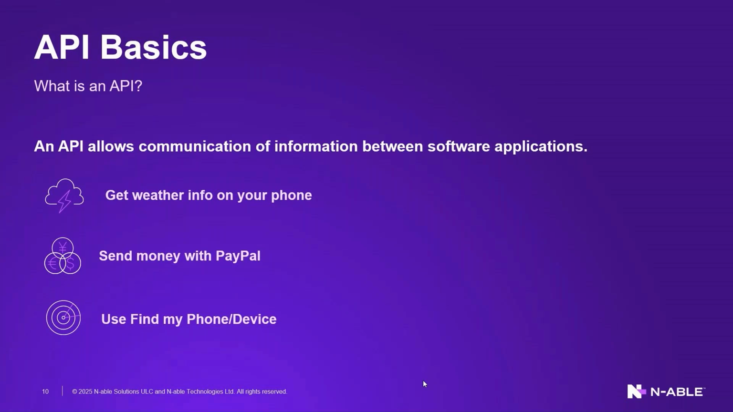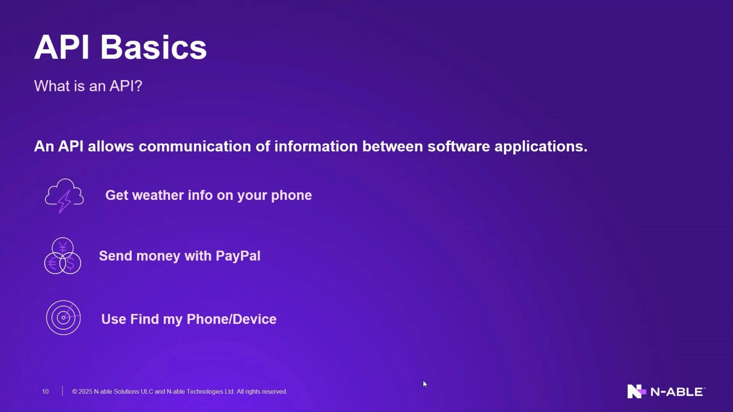But before all that, let's understand what an API is. An API basically allows communication of information between software applications. When you think about this, we all have smartphone devices. When I open the weather app to see what the weather forecast is going to be for the rest of the day, that weather app is making an API call to a weather service server and pulling that information back for me from my location.